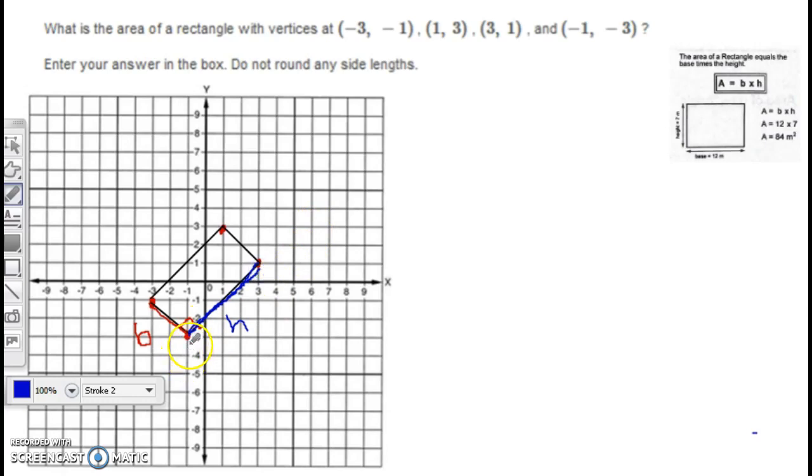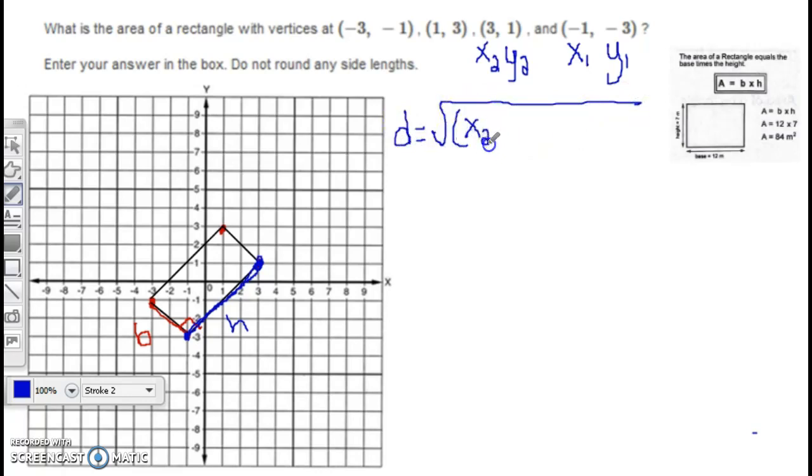I'm going to use the ordered pairs right here at (-1, -3). That's going to be my first ordered pair. And then my other ordered pair is at (3, 1). So I'm going to let that be my second ordered pair. Oops, that's supposed to say y2. When you label your ordered pairs for the distance formula, the first ordered pair is just x1 and y1, and the second one is just x2 and y2. And then we're going to plug it in. And remember, the distance formula says square root of (x2 minus x1) quantity squared, plus (y2 minus y1) quantity squared.